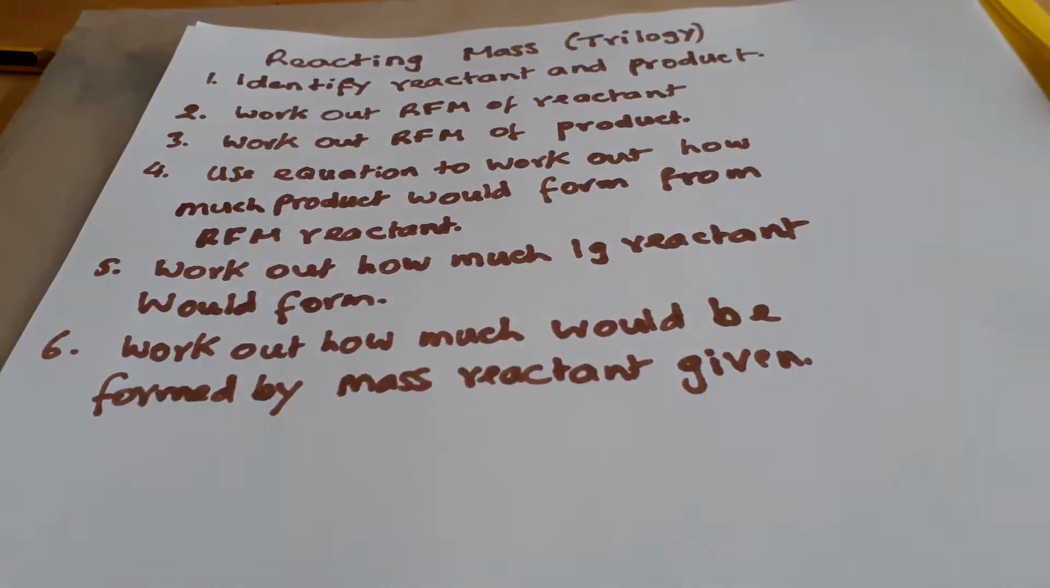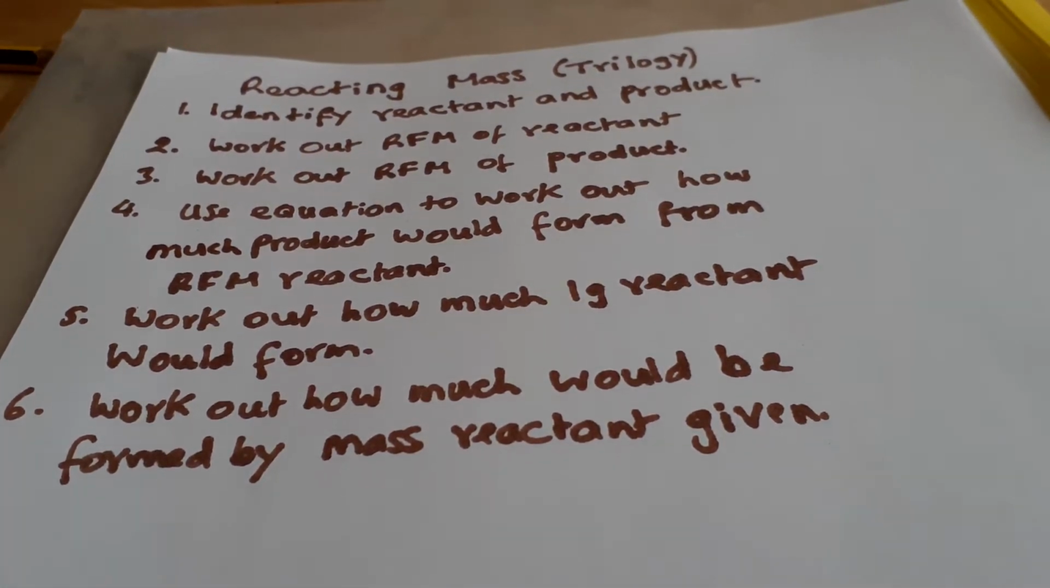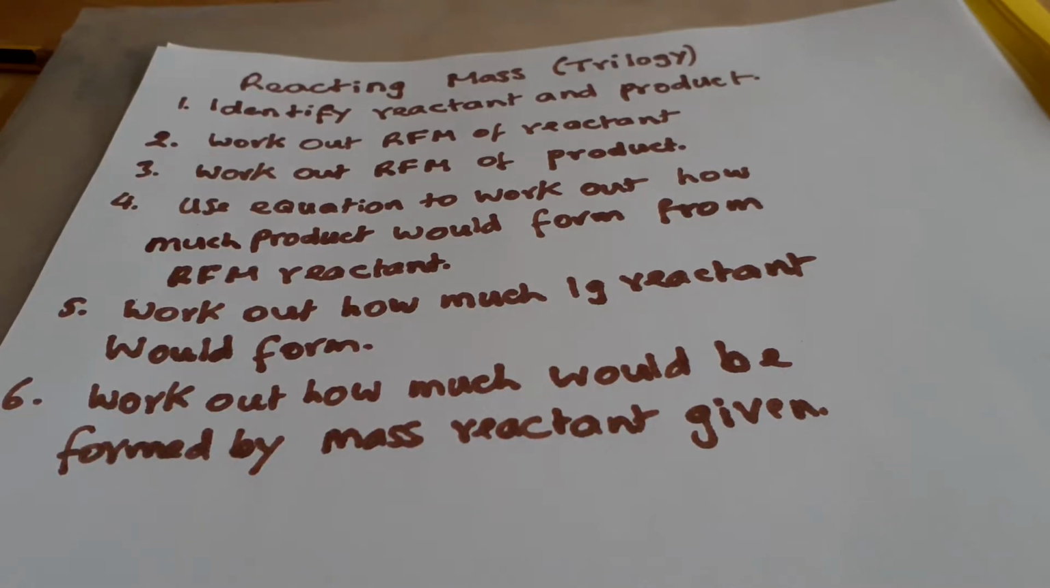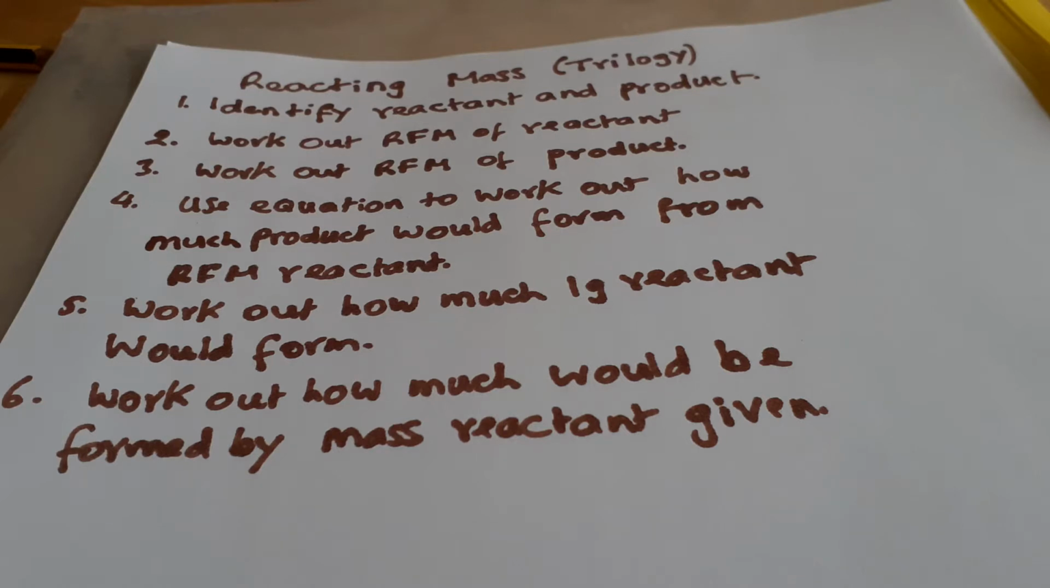So first of all, you need to be able to identify the reactant and the product, and you get those from the question. Once you've got that, work out the relative formula mass of the reactant. Then work out the relative formula mass of the product that you have to find. Most important then, you go to the equation to work out how much product will form from the relative formula mass of the reactant.